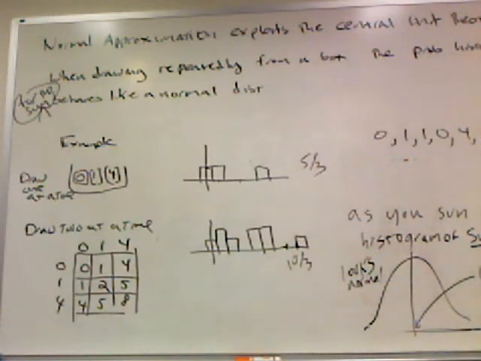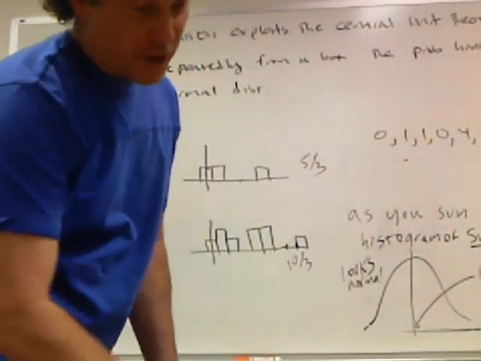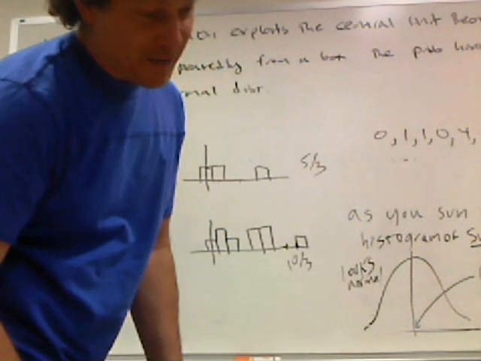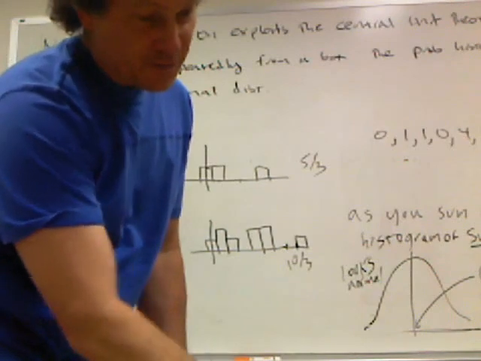And so if I draw, say, 100 at a time, the expected value would be 500 over 3. So the expected value equals the number of draws times the original expected value. And the standard deviation will be the original standard deviation times the square root of the number of draws.